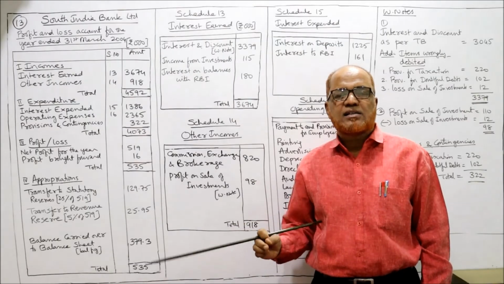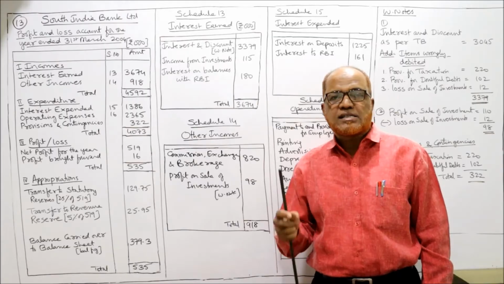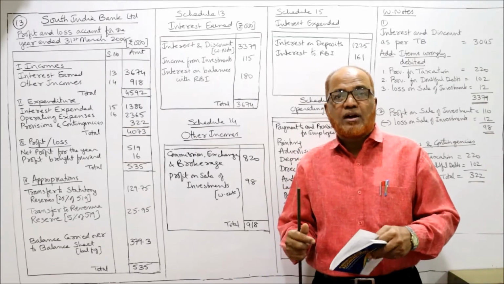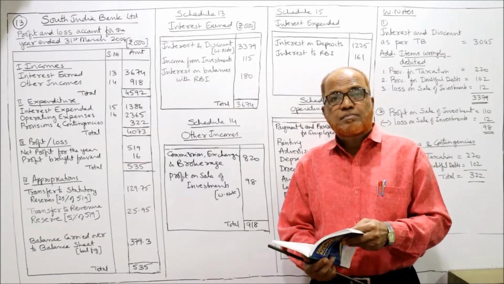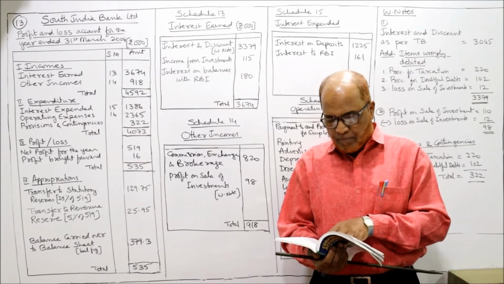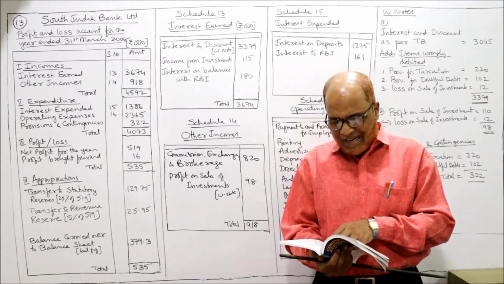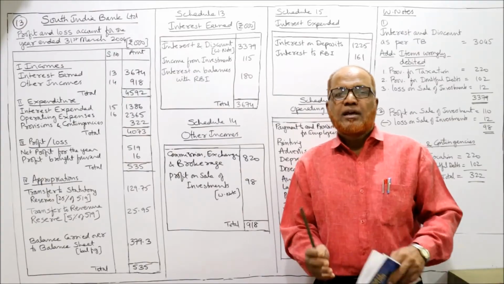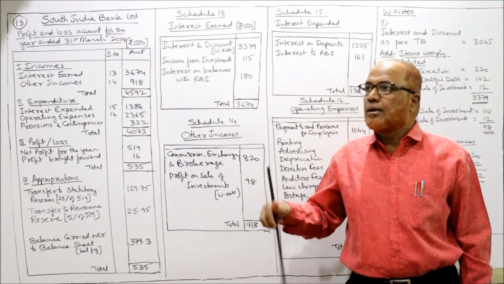3045 is the interest and discount as per the trial balance. And the adjustment says this 3045 we got by debiting the following after adjustment of the following. What is the adjustment? Provision for taxation, provision for doubtful debts, loss on sale of investment and rebate on bills discounted. These four items were adjusted.